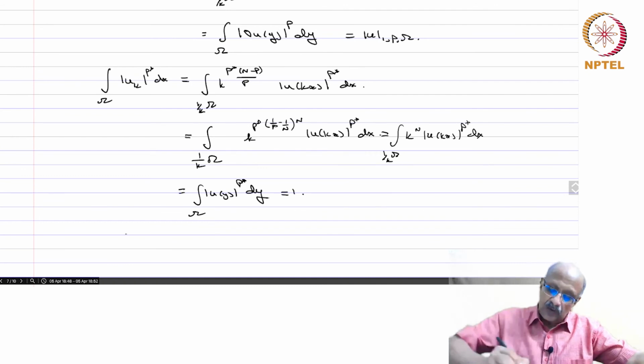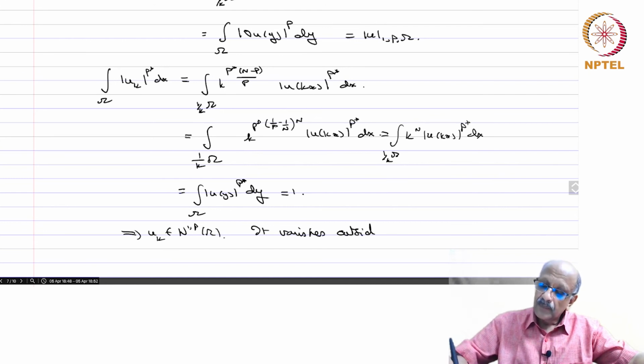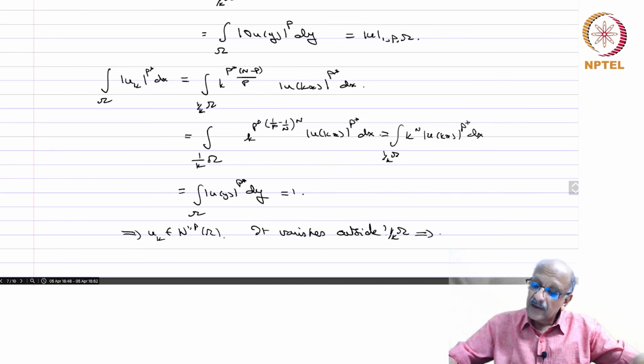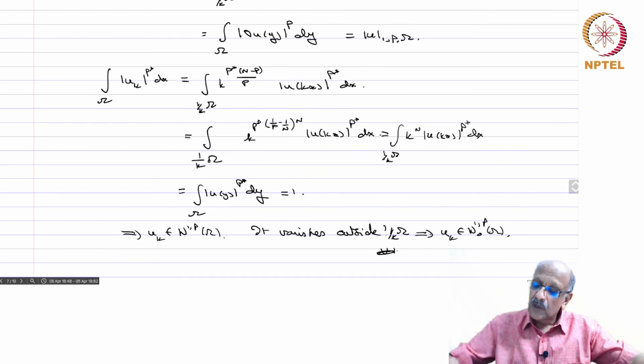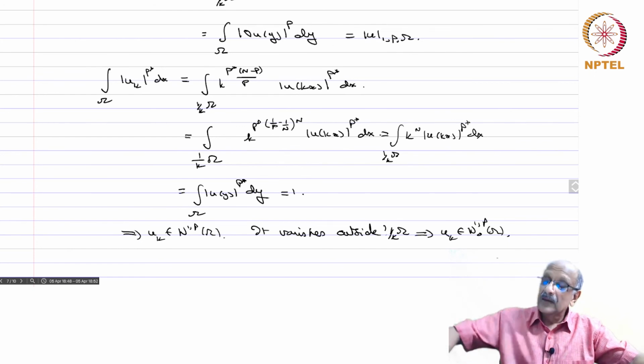So this implies that u_k belongs to W^{1,p} of omega, but it vanishes outside (1/k) omega, and therefore u_k belongs to W^{1,p}_0 of omega for all k. We have seen this theorem: it vanishes outside a closed set, so you can take the closure also, and therefore it is.